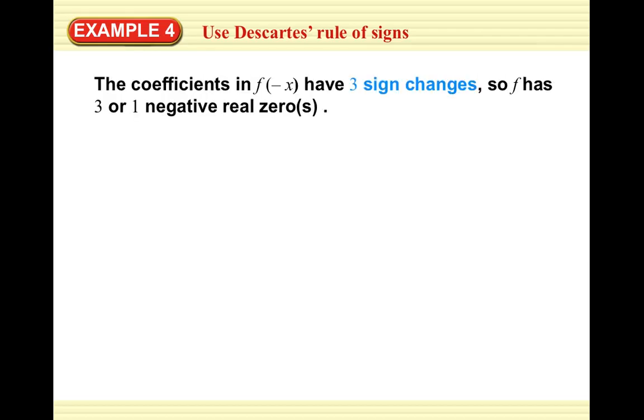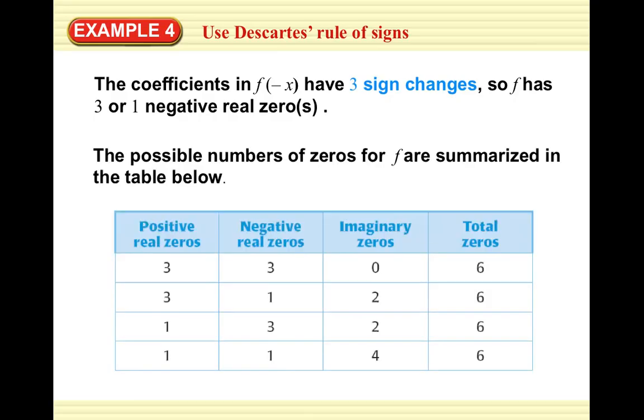So the coefficients in the function of negative x have 3 sign changes, so f has either 3 or 1 negative real zeros. So the possible numbers of zeros for f are summarized in this table. And when you answer a question like this, you're going to make a table. We know from our degree that there are 6 zeros.